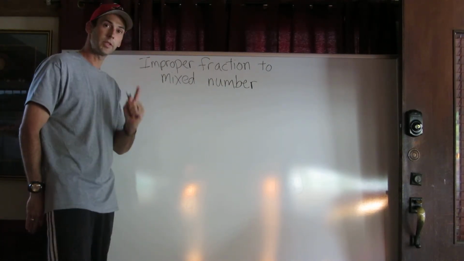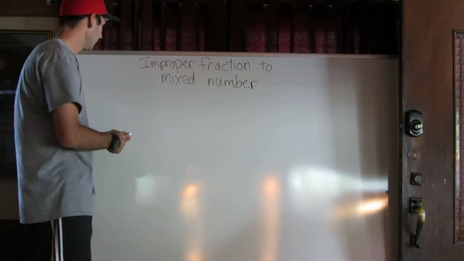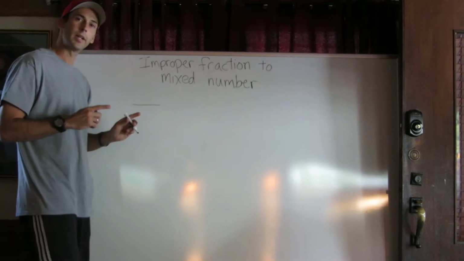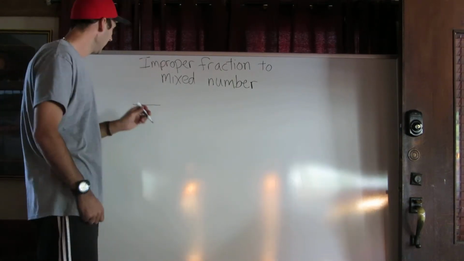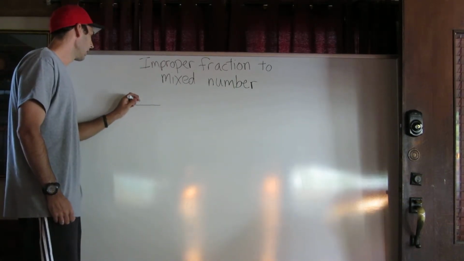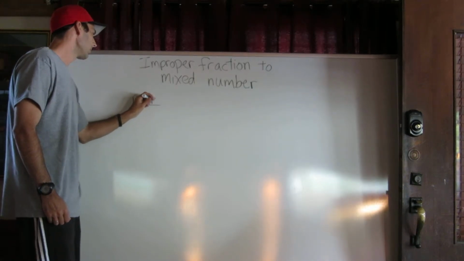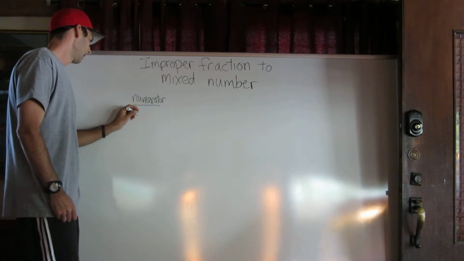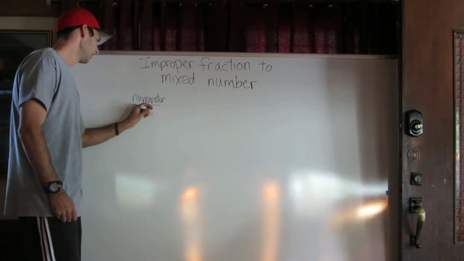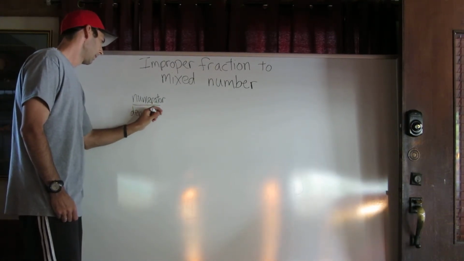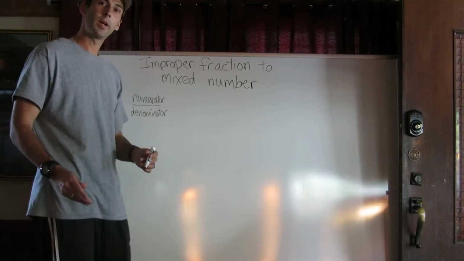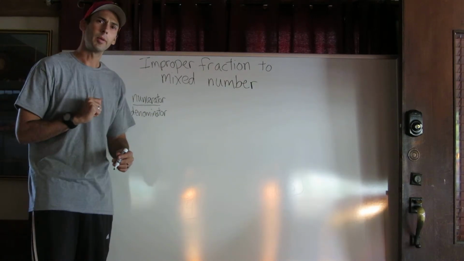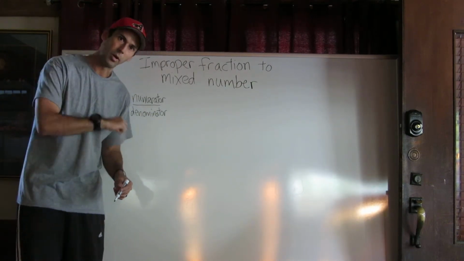In order to do this, first you need to know what is an improper fraction. An improper fraction is a fraction whose numerator is larger than the denominator. And in case you didn't know, the numerator is always on the top. Denominator is always on the bottom. Easy way to remember is numerator starts with N, like north or up. Denominator starts with D, like down, below.